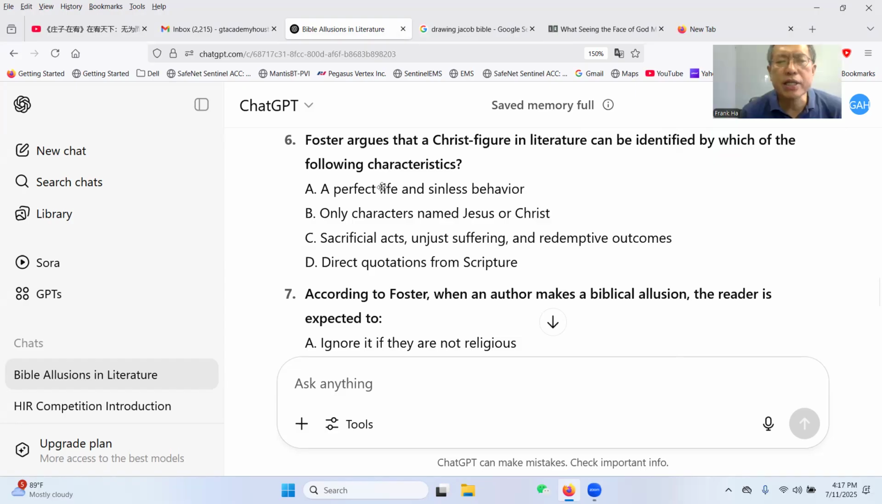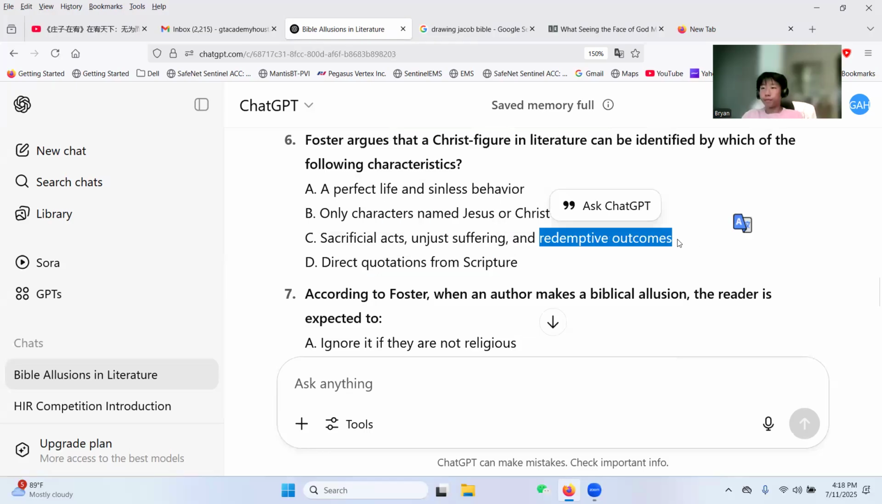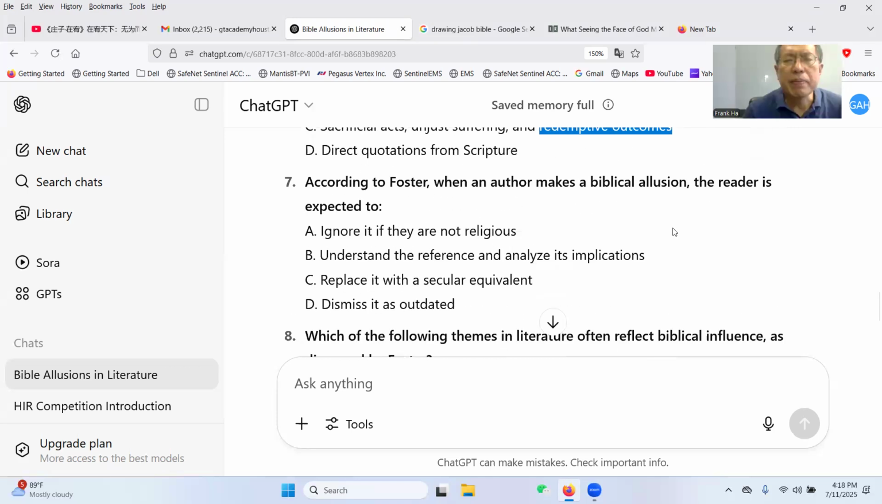Now read number 6, go. Foster argues that a Christ figure in literature can be identified by which of the following characteristics? Is it C? See, okay, you don't have to be perfect, but you have to have a sacrificial act, unjust suffering, redemptive outcome. Congratulations, you're a smart boy.